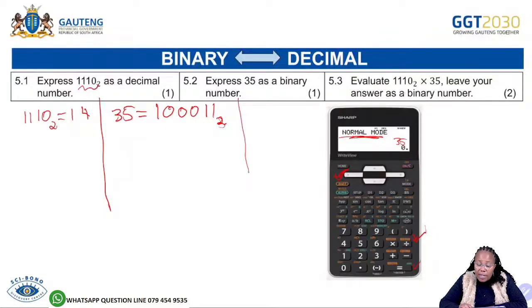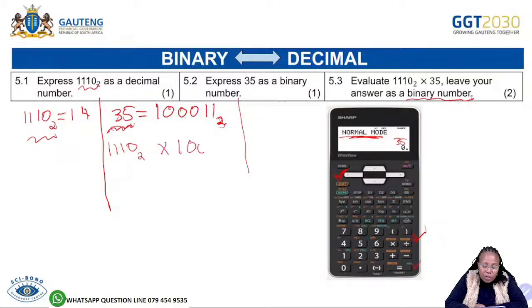Okay, and then 5.3 now, evaluate 110, of which is this one, multiply by 35, of which is that one, leave your answer in binary. Because they want it in binary, we will take the binary 110 base 2, multiply the 35 in binary, which is 100011 base 2. And then into our calculator, your calculator must be in binary mode there. How do you take that? Is second function, the binary button. It must show binary before you put this 1110. And then now you can write exactly what is in there on your calculator.